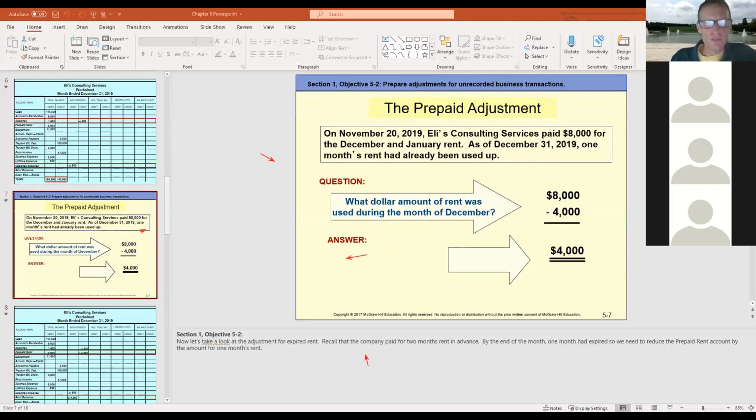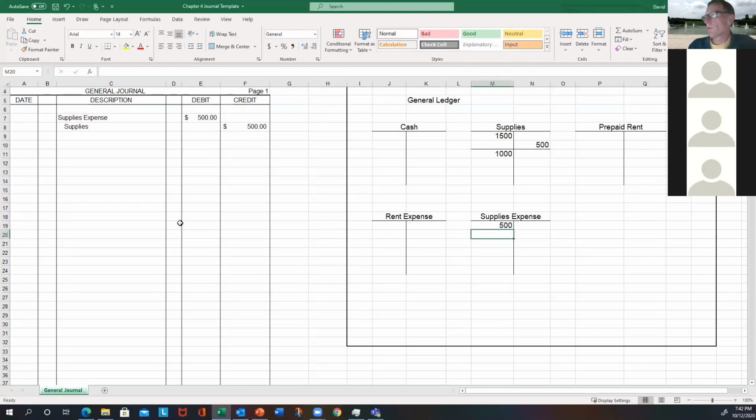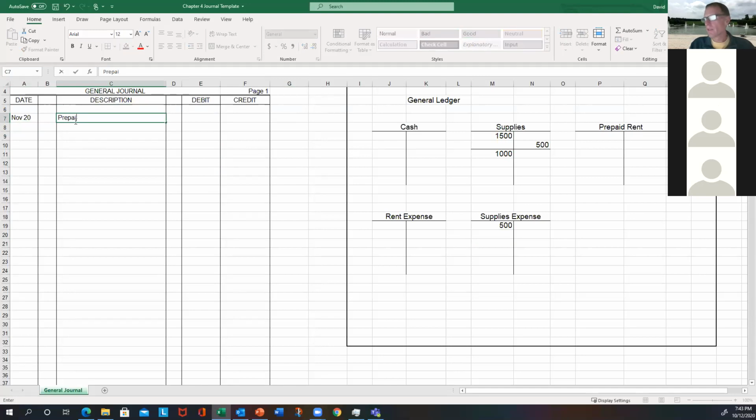So let me try to illustrate this again in the journal and make sure I can get the right screen on. Okay. So here's what would have happened here. Let's go back to our journal. So let's pretend again that this is November, they said November 20th. This is what they would have done.